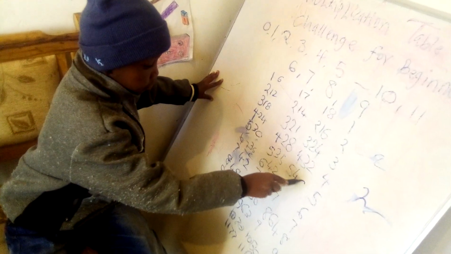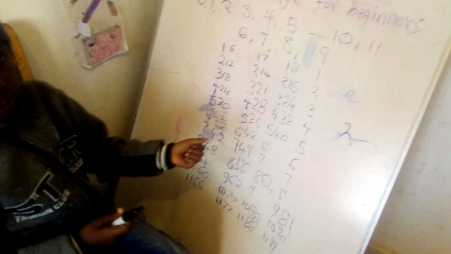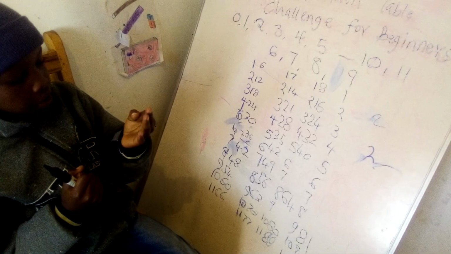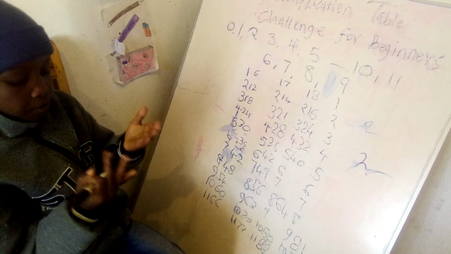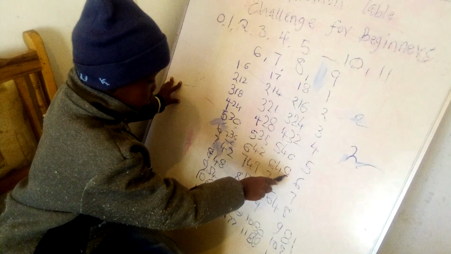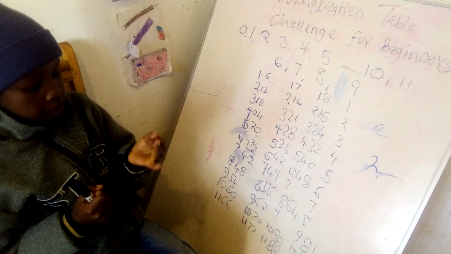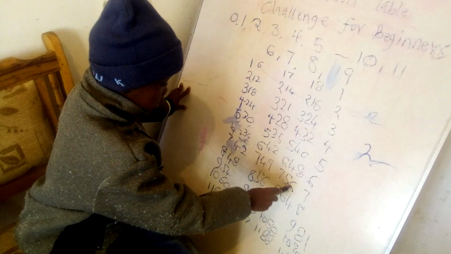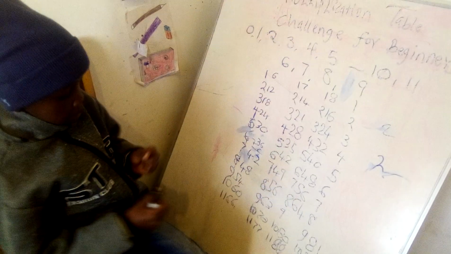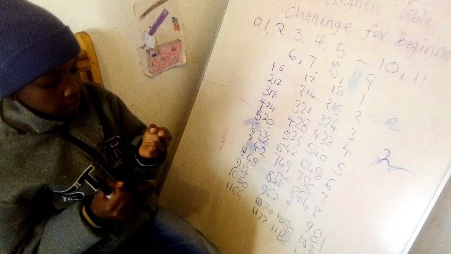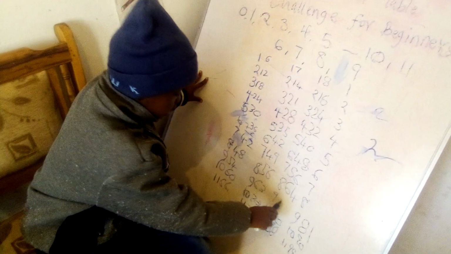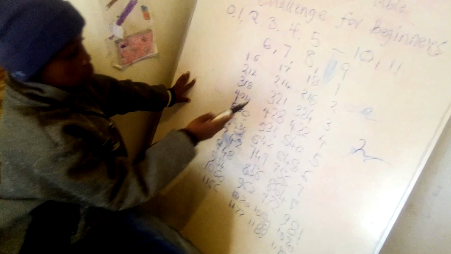Right here, 40. 6 times 8 is: you add 40 and 8. 40, 41, 42, 43, 44, 45, 46, 47, 48. Right here, 48. 48, 49, 50, 51, 52, 53, 54, 55, 56. Right here, 56. Take your 64 plus 8: 64, 65, 66, 67, 68, 69, 70, 71, 72. Right here, 72. You're done with the table of 8.